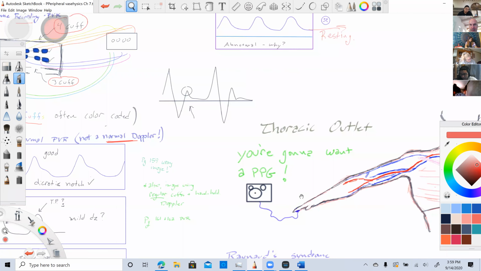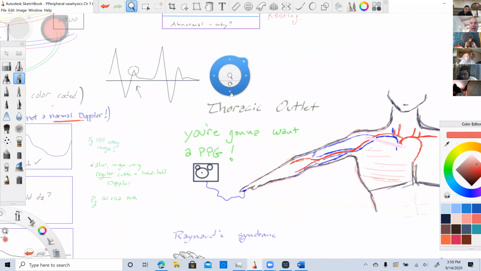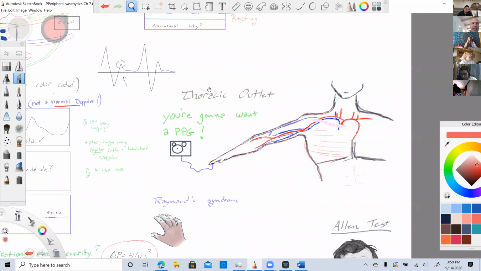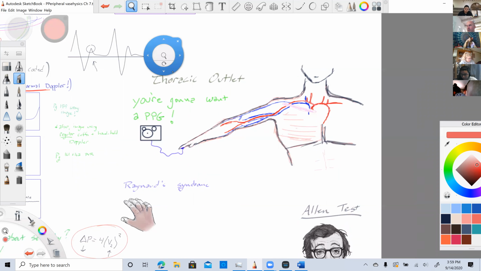Let's see. Oh, okay, just a couple more concepts, guys. Thoracic outlet, why are we talking about it now? Oh, because we're talking about indirect assessment. We'll talk about thoracic outlet again in the next chapter or two, so I won't really get into it too much right here, but you can see I've drawn a beautiful arm and arteries and veins, and I drew a clavicle here and an artery and vein going underneath that clavicle.